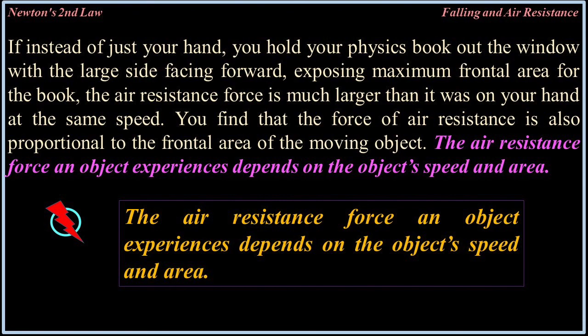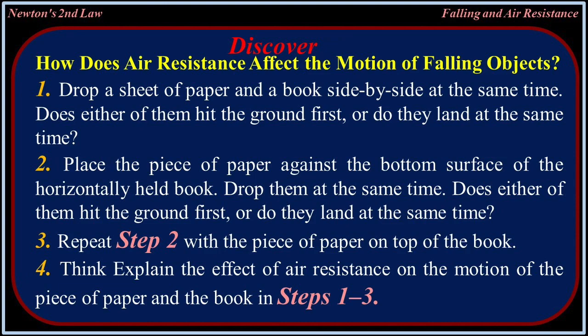If instead of just your hand, you hold your physics book out the window with the large side facing forward, exposing maximum frontal area for the book, the air resistance force is much larger than it was on your hand at the same speed. You find that the force of the air resistance is also proportional to the frontal area of the moving object. The air resistance force an object experiences depends on the object's speed and area. How does air resistance affect the motion of falling objects?